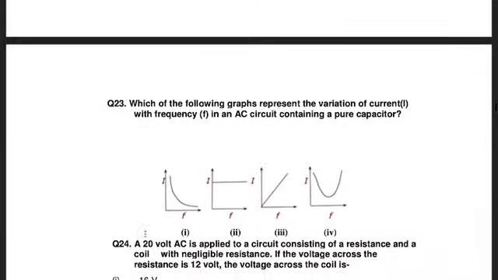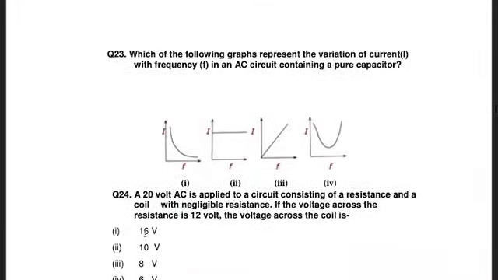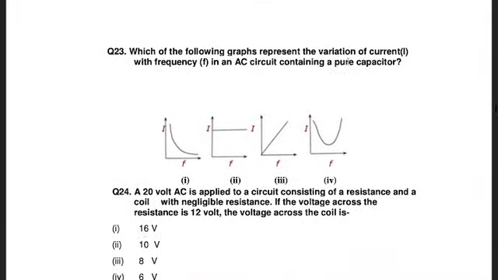Question number 23. Which of the following graphs represents the variation of current I with the frequency F in an AC circuit containing a pure capacitor? Here they give the graphs 1, 2, 3, 4.